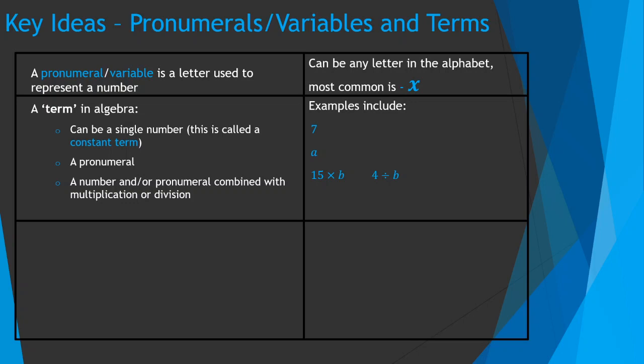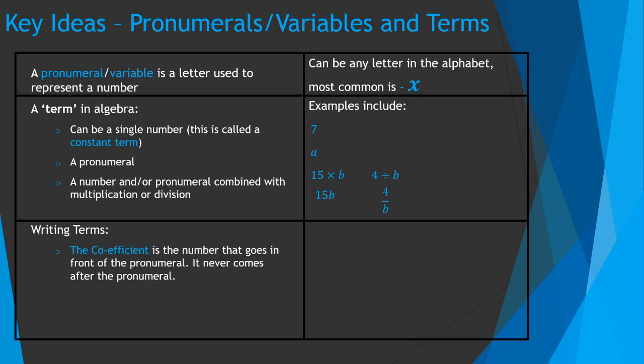When we combine a number and a letter together, if you remember from last year, we don't put the multiplication symbol in between because it's maths. We like to do things really shorthand, so we can just put 15b, and we all know that that means 15 times b. Here you can see 4 divided by b. We don't have to just write 4 divided by b. We can write 4 over b.